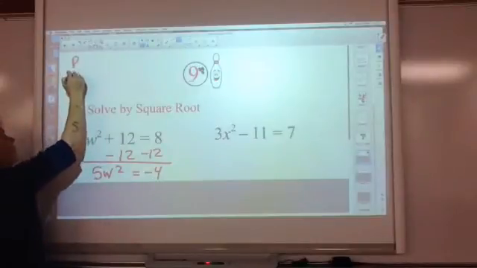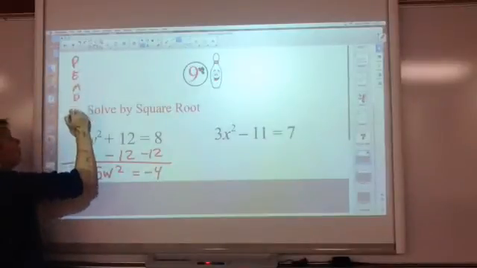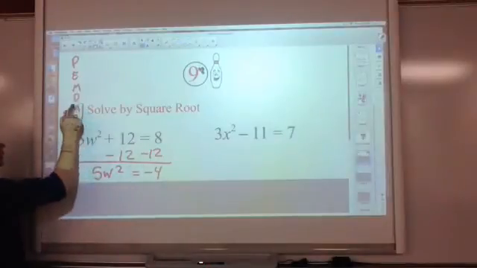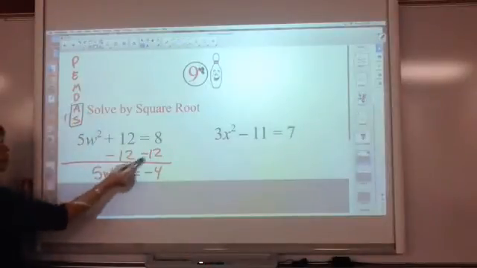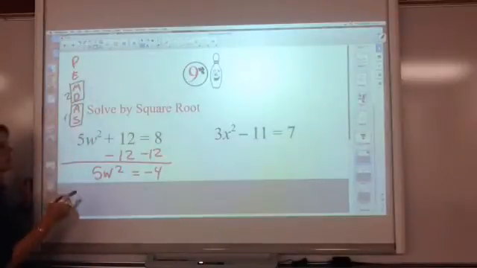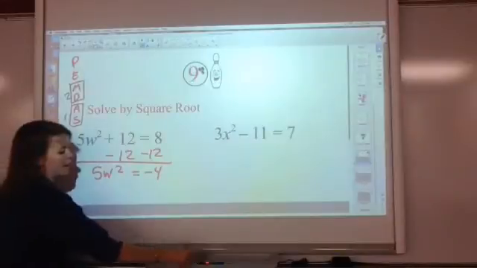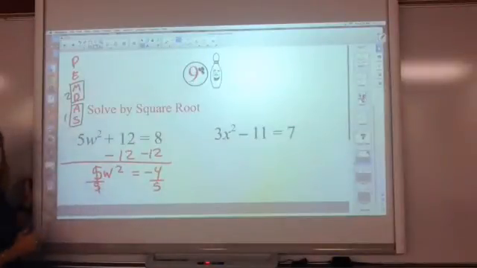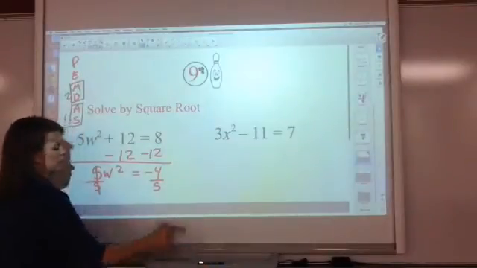Remember, we're doing PEMDAS, order of operations, backwards. All adding and subtracting get done first. Okay, we subtracted 12. Any multiplying and dividing gets done second. All right, let's divide by 5. We have a fraction. Don't panic. It's okay. Exponents come next.